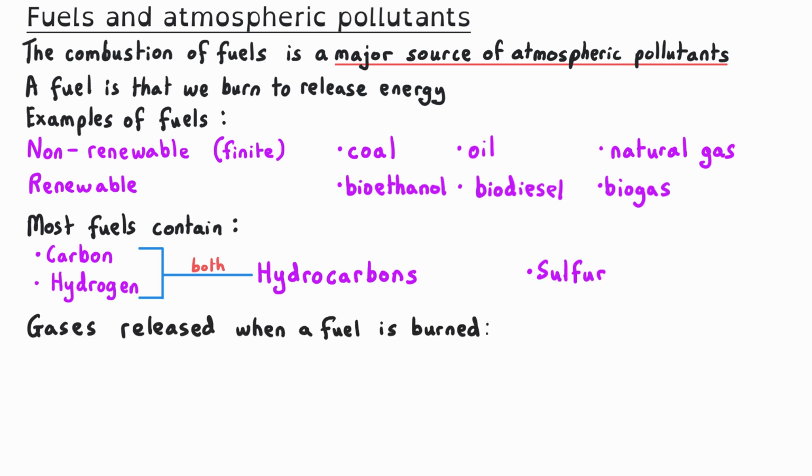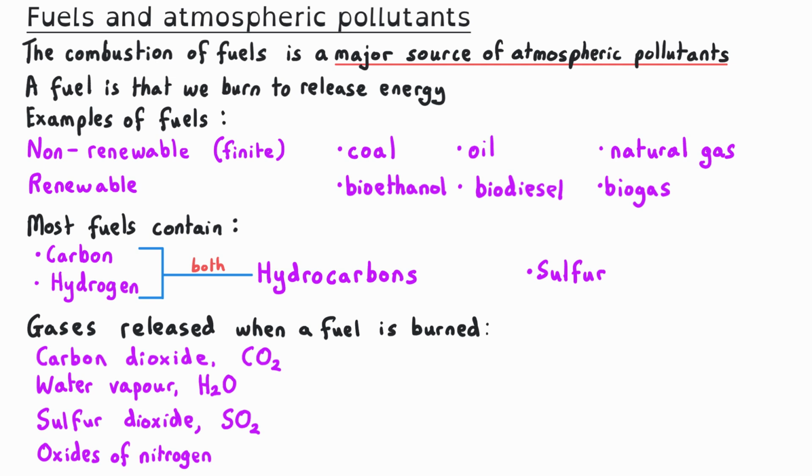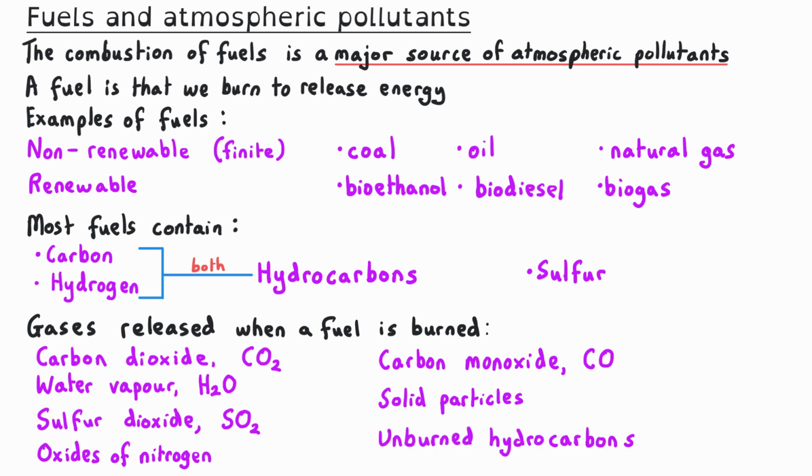The gases released into the atmosphere when a fuel is burned depend on the elements the fuel is made up of. Carbon dioxide with the formula CO2 and water vapour with the formula H2O are very common gases produced as a result of the combustion of fuels. Sulfur dioxide, SO2, and oxides of nitrogen can also be produced. Depending on the conditions present when the fuel is burned, carbon monoxide gas may be produced. In addition to this, we could release solid particles or unburned hydrocarbons. These last two may form what is collectively known as particulates.